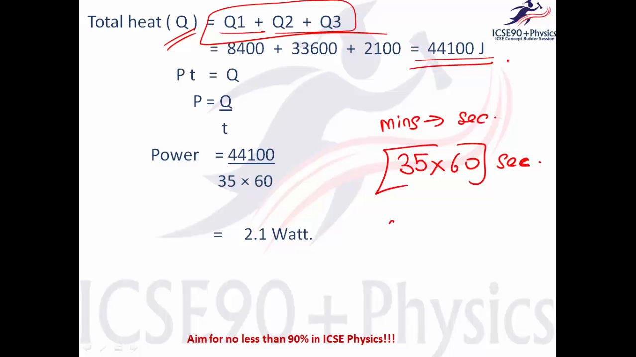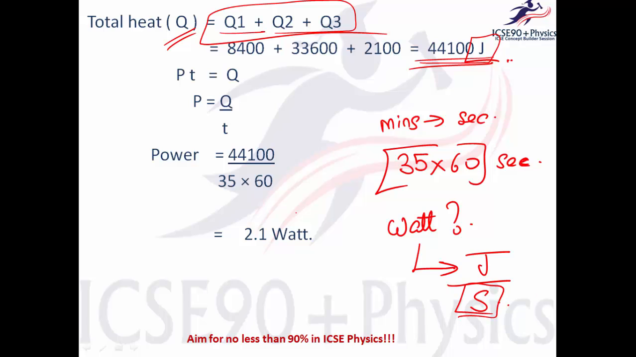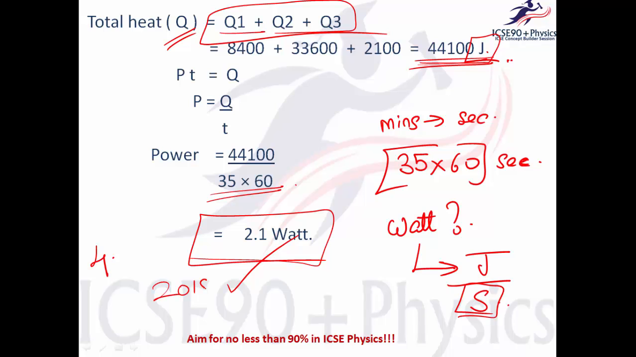Notice we are asked to calculate the power in watt, right? What exactly is 1 watt? It is nothing but joule per second. So if we have a total heat in joules, we need to convert the denominator to seconds. So the power required would be 44,100 joules upon 35 times 60 seconds, and thus we can say the total power required is 2.1 watt. That's gonna fetch you 4 marks straight away for one such question in the year 2015. A very important question indeed.